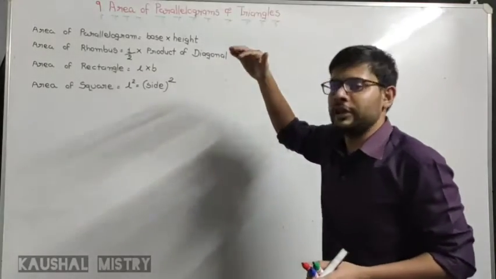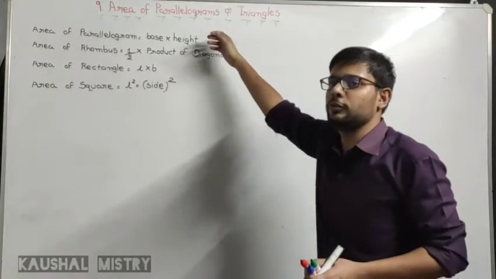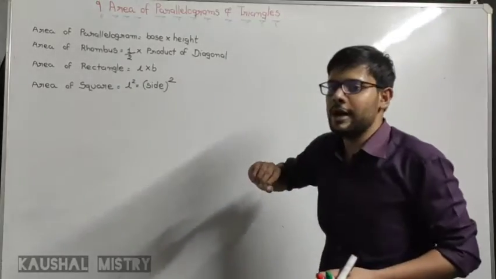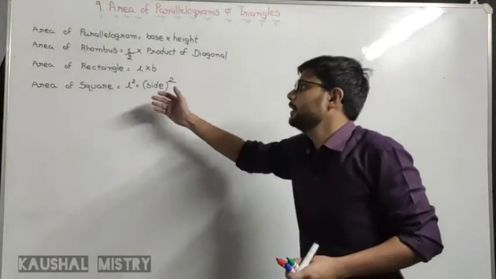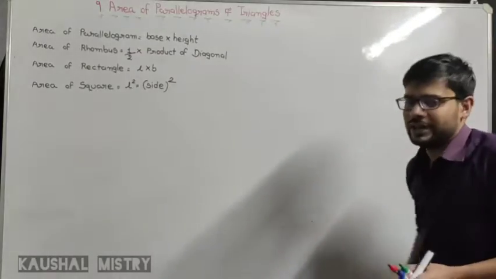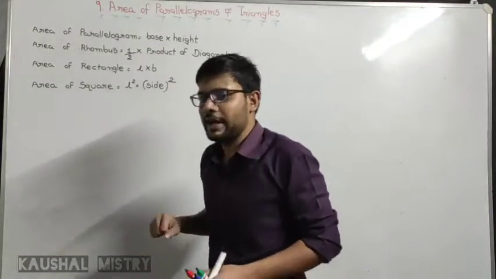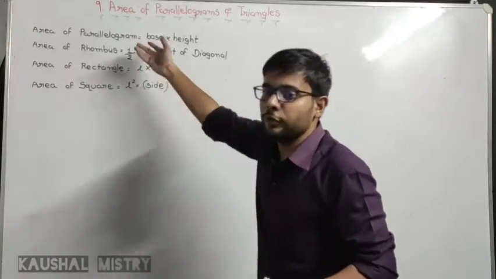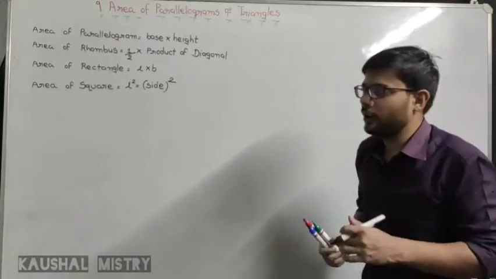It can be used in 10th standard or 11th or 12th standard, right? Area of parallelogram is equal to base into height, area of rhombus is equal to 1/2 into product of diagonals, area of rectangle is equal to length into breadth, and area of square is equal to L square or side square, right? We know that in square and rhombus all sides are same, and in parallelogram and rectangle opposite sides are same, right? But the area formula is different.